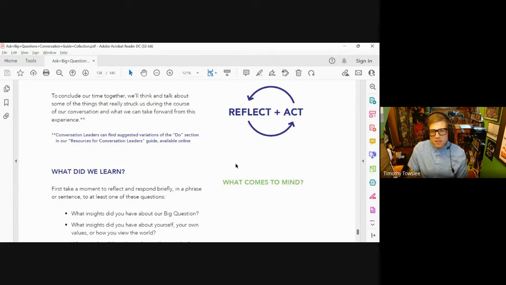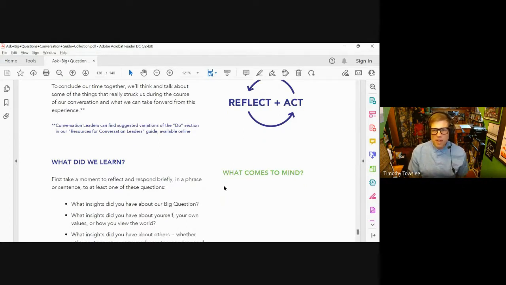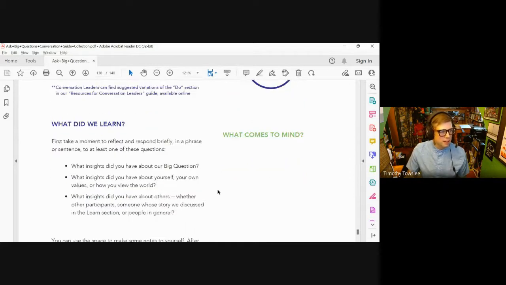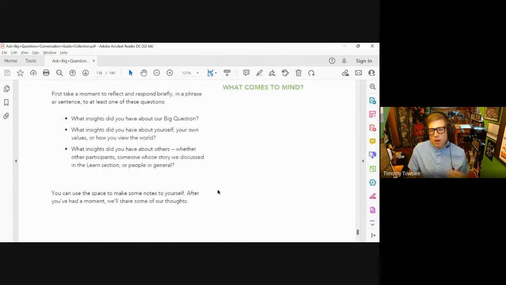What are some insights that you have about this big question? How do you connect this to other topics? How did this help us connect to one another? And I think that this is where the power comes, because it ties all of those C's together.